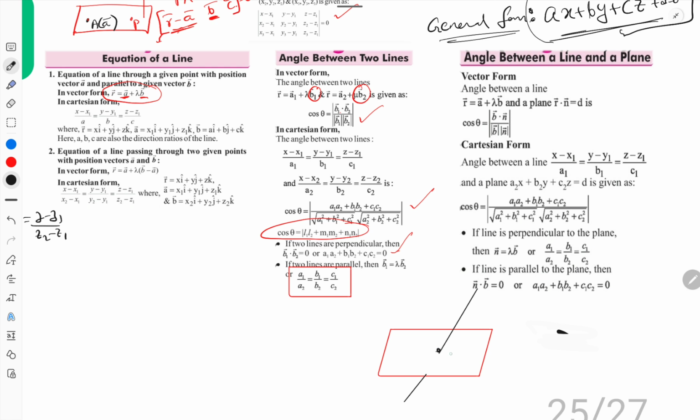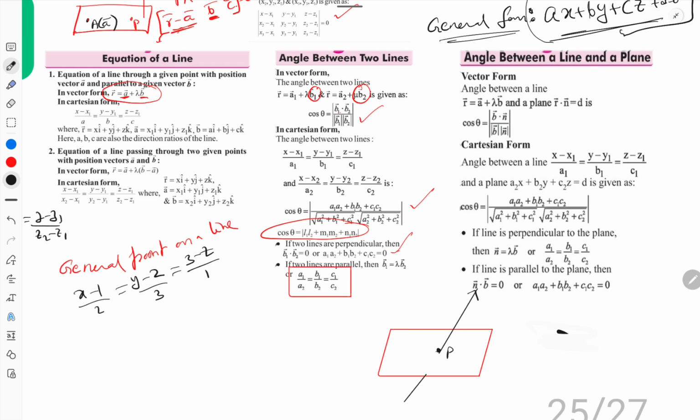Now they will intersect at some point P. If you want the coordinates of P, here is one more thing which is very crucial: the general point on a line. Suppose the given line is (x minus 1)/2, (y minus 2)/3, (3 minus z)/1. Okay, it's given the equation of the line.